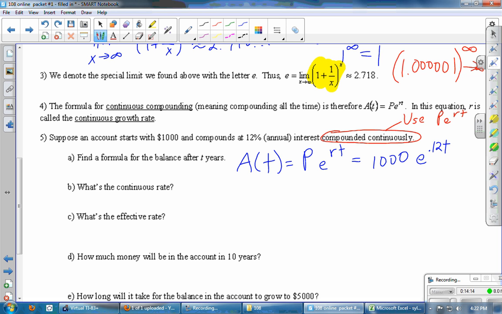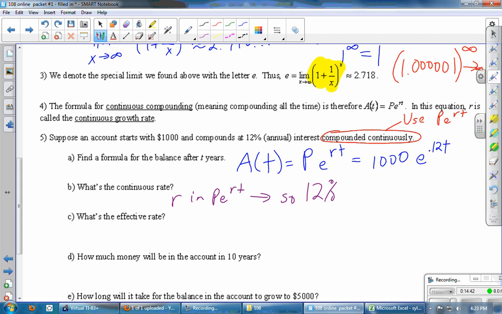B, what's the continuous rate? According to our definition, the continuous rate is R. So R is 0.12. The continuous rate is just R in the formula PE to the RT. So the answer in this case is 0.12 or 12%.